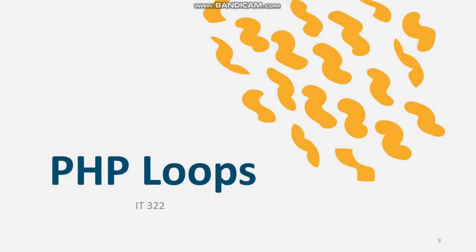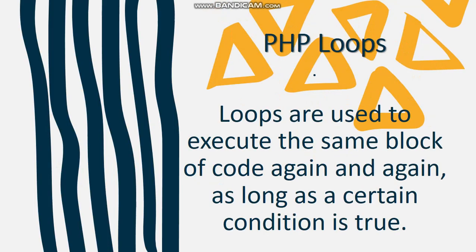Now, let's proceed to our next topic, which is PHP loops. Loops are used to execute the same block of code again and again as long as a certain condition is met. The basic idea behind a loop is to automate repetitive tasks within a program to save time and effort instead of doing it manually.